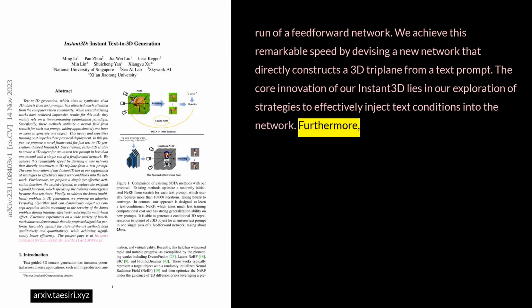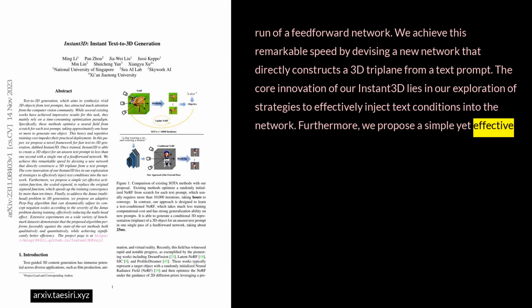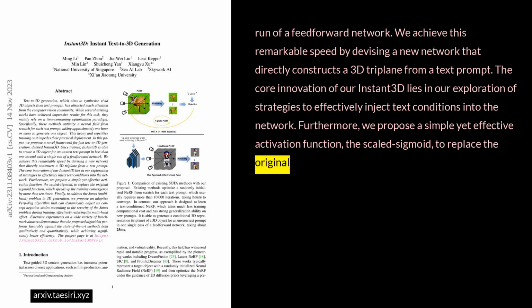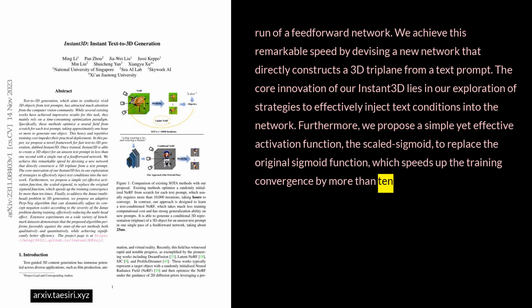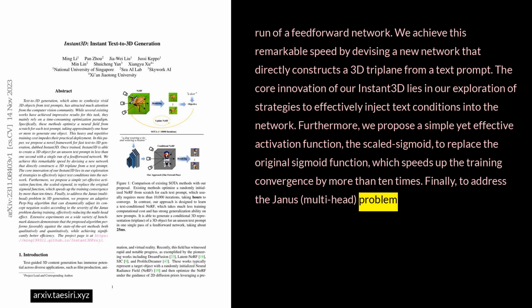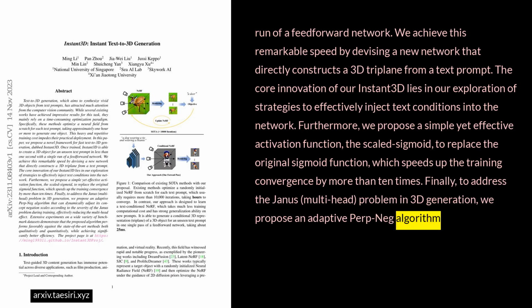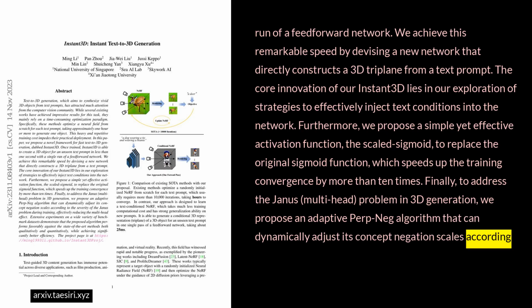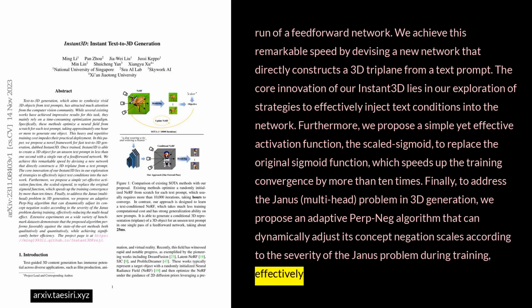network. Furthermore, we propose a simple yet effective activation function, the scaled sigmoid, to replace the original sigmoid function, which speeds up the training convergence by more than 10 times. Finally, to address the Janus multi-head problem in 3D generation, we propose an adaptive perp-neg algorithm that can dynamically adjust its concept negation scales according to the severity of the Janus problem during training, effectively reducing the multi-head effect.